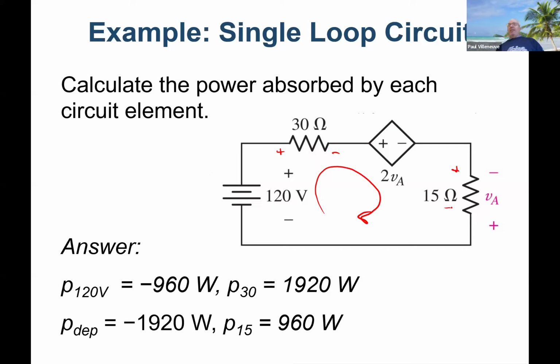So now I can do my sum of my voltage drops, negative 120 plus 30, and I should call that I, plus 2 VA, plus 15I, that's all of them. That's going to equal 0. So there's my one loop equation.